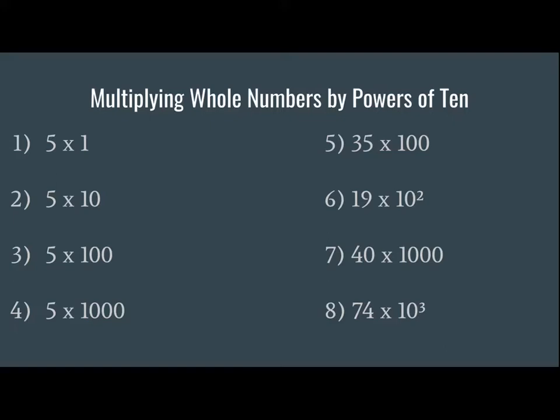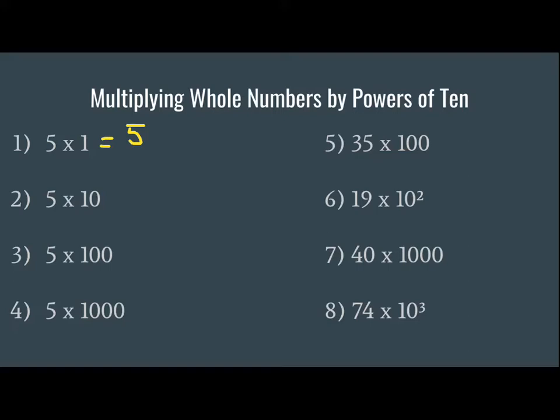All right, so let's look at number 1. We all know 5 times 1 equals 5. Again, 1 is not a power of 10. The powers of 10 are 10, 100, 1,000, 10,000, 100,000, 1,000,000, and so on.